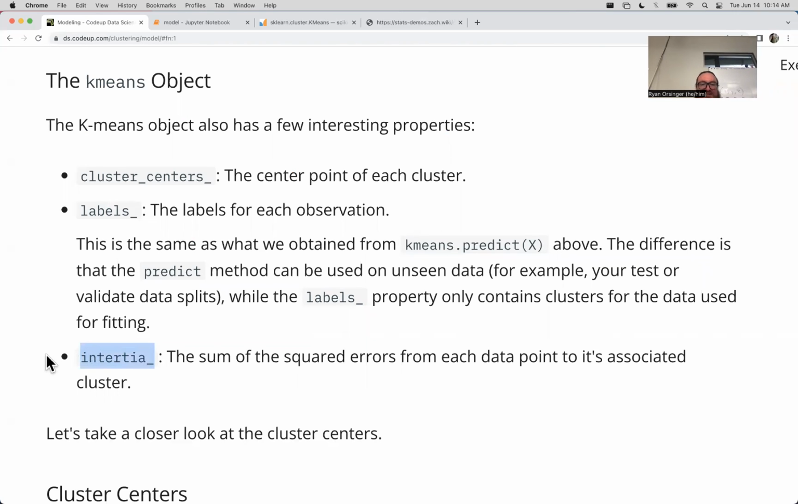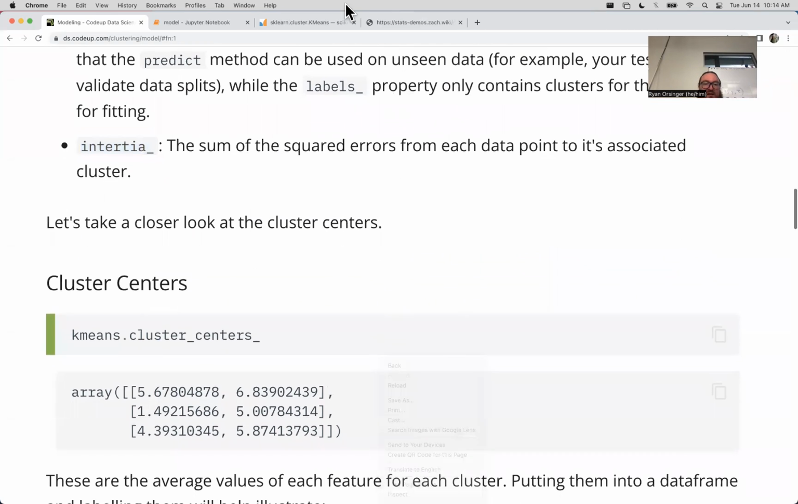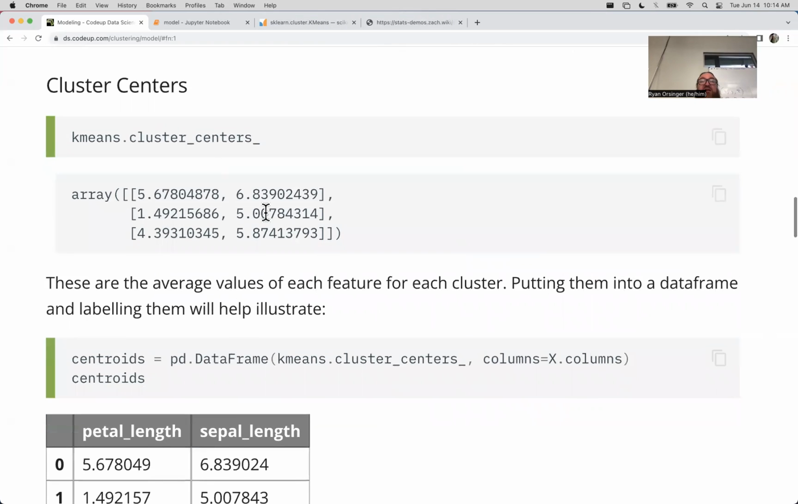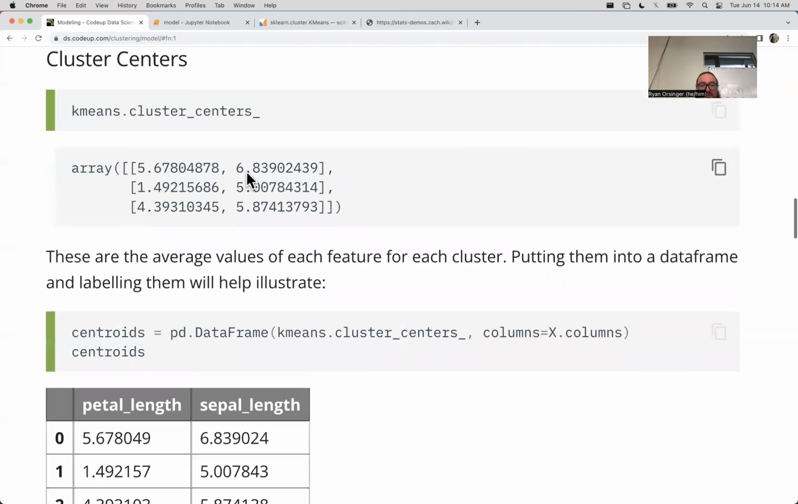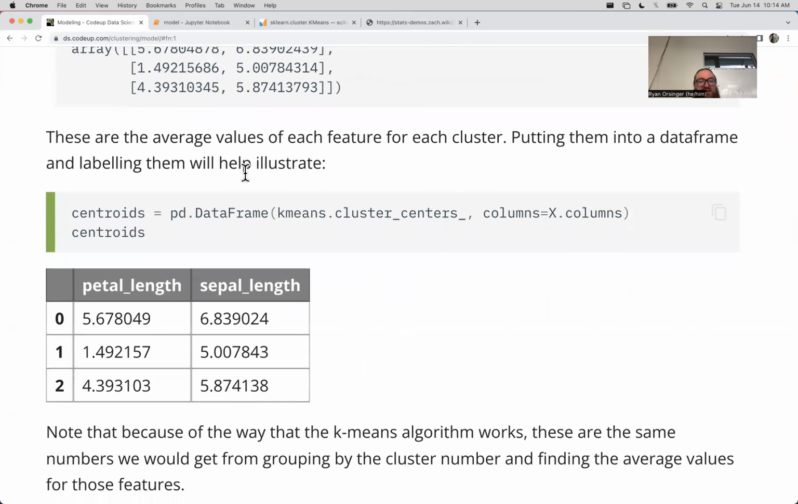And then the inertia is the sum of squared errors from each data point to its associated cluster. We'll talk about that in just a moment. So our cluster centers can have an X, a Y, a Z, however many dimensions you sent into the clustering algorithm.